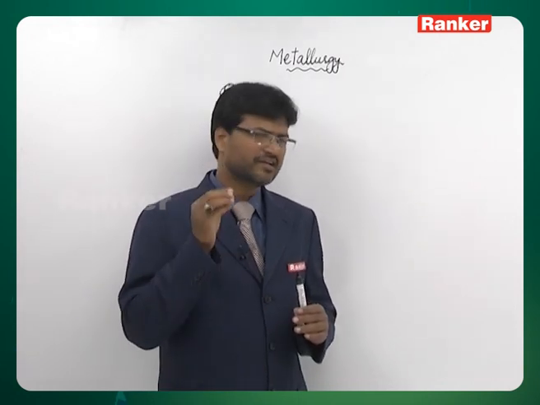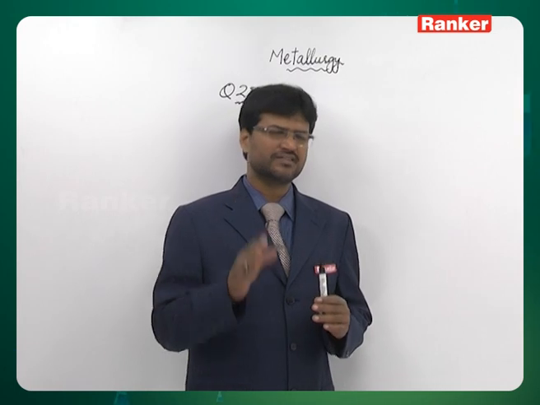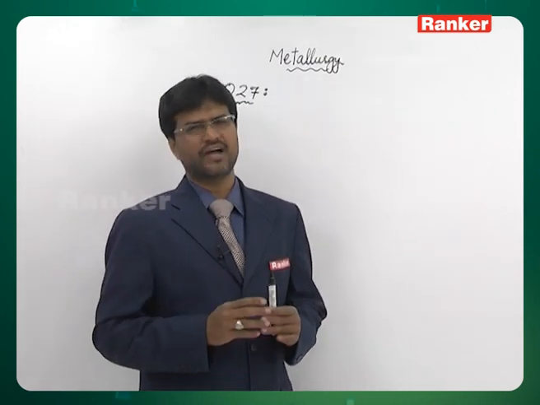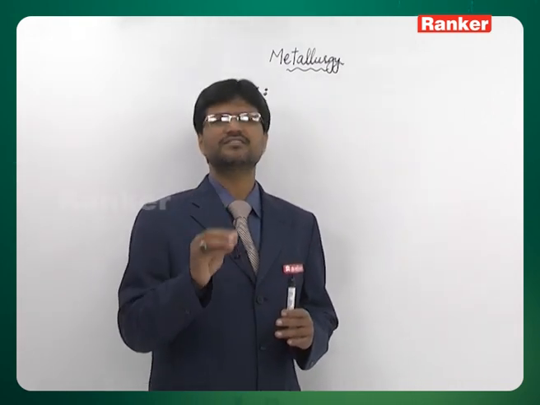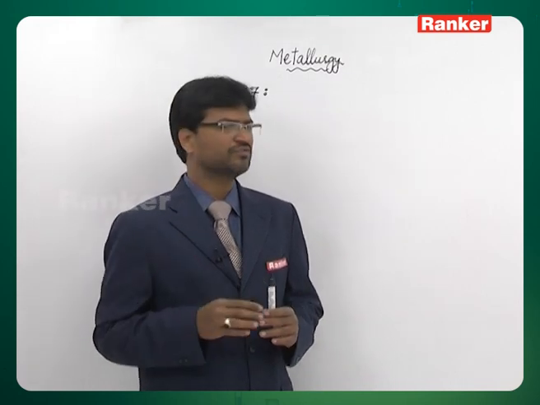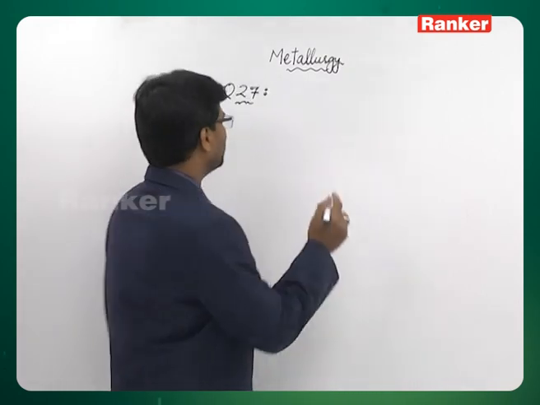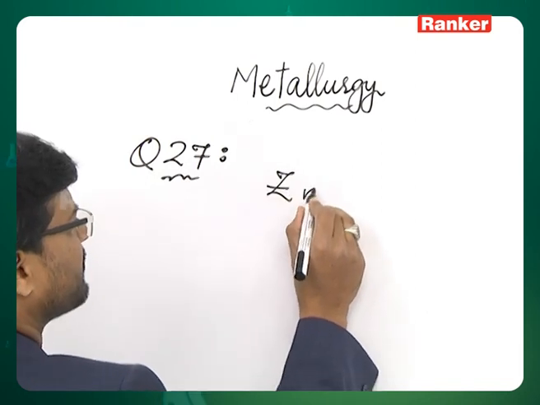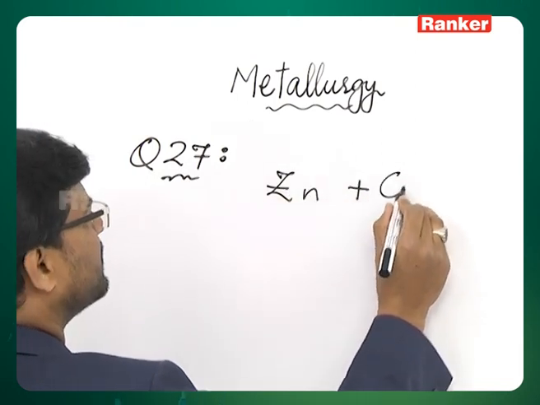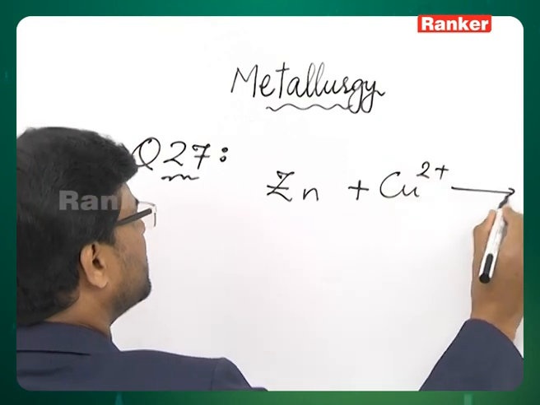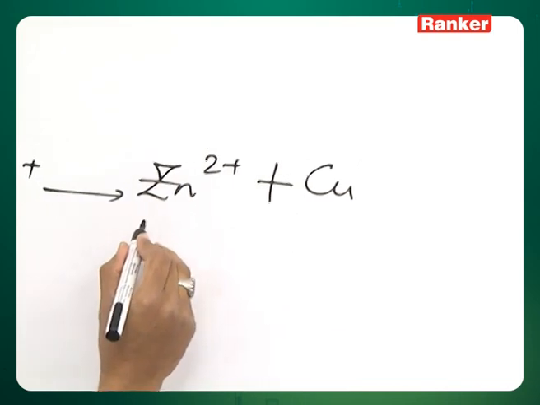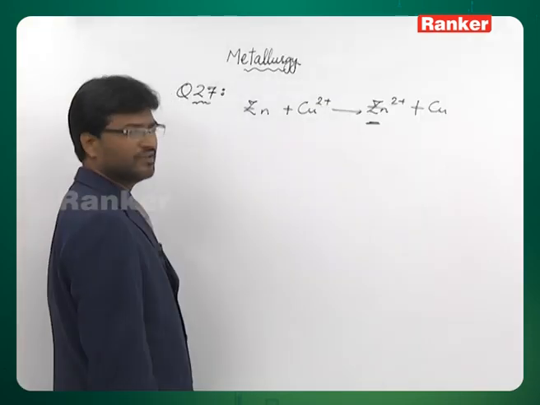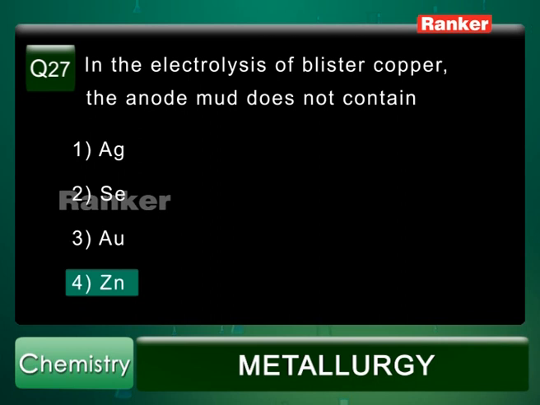It will pass into the electrolyte as Zn2+, it will not fall down as anode mud. Whereas the other metals, gold, silver, selenium, they fall down as anode mud. Zinc passes into electrolyte solution as Zn2+. This is the reaction which takes place: Zn reacts with cupric and you get Zn2+ and copper. This passes into the solution, will not fall down as anode mud. Answer is fourth option.